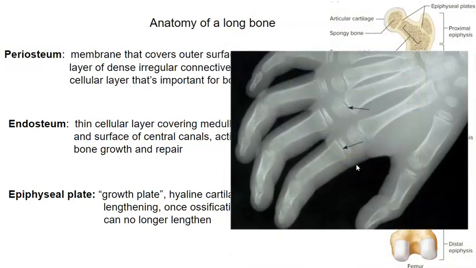So look at this. Here we have the hand of a child. You can see this is the epiphyseal plate or the growth plate right here. You can see the gap in between the two bones. So this would be cartilage in there. This would also be a gap where there's cartilage. So this individual is still growing.